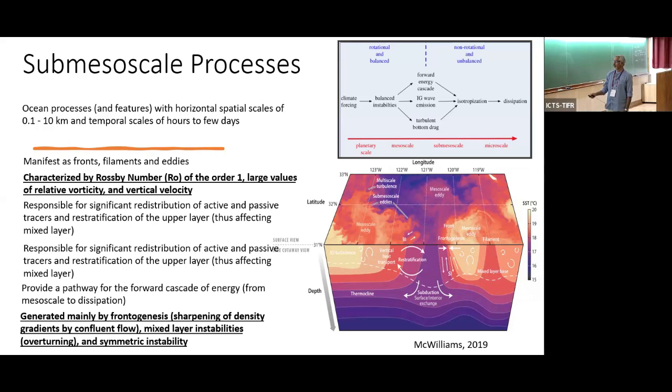Submesoscales are basically generated by frontogenesis, which is due to the sharpening of density gradients by convergent confluent flow, often by mesoscale eddies, and then by mixed layer instabilities such as overturning and symmetric instability. For this presentation, since we have used a model simulation, I'm going to show the characteristics of the submesoscale and look at some of these processes which can lead to the generation of submesoscale in the Bay of Bengal.